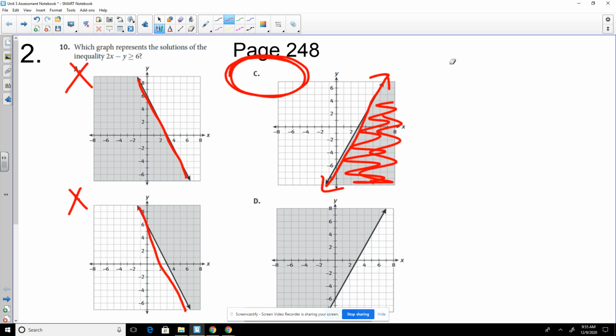Now, the only difference is that tomorrow's graph, 2 of your graphs are going to have dotted dash lines. So when you type in Desmos, you're going to have to pay attention. Is it a dotted dash line or is it a solid line? And you can automatically eliminate 2 of the graphs just by the line itself, and then look at the shading.